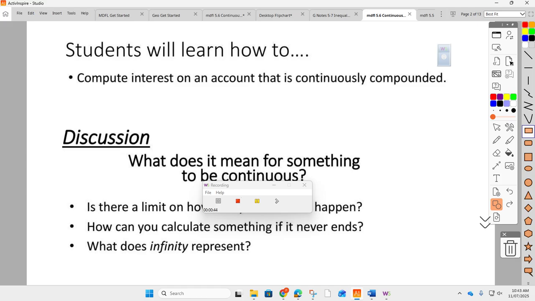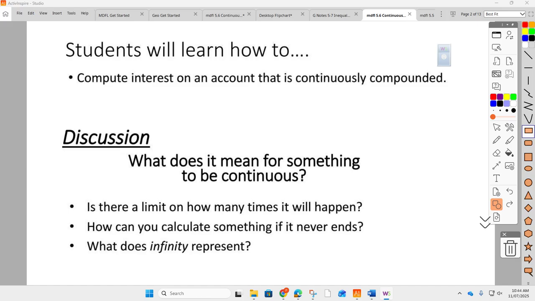Okay, what does it mean for something to be continuous? Ezra? Constantly, non-stop? Yep. Is there a limit to how many times it will happen? Not by definition, right? How could you calculate something if it never ends? Anybody know?